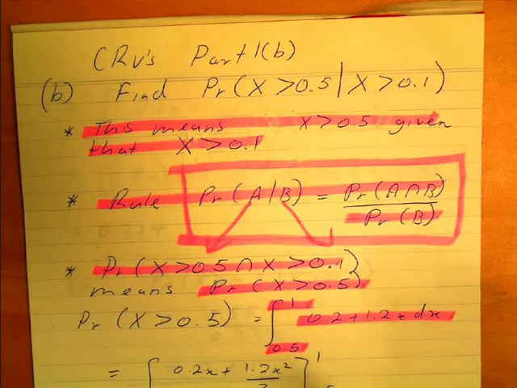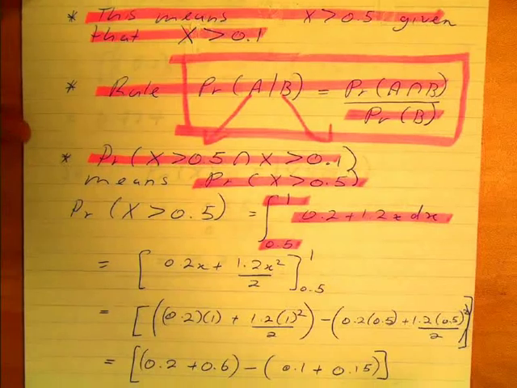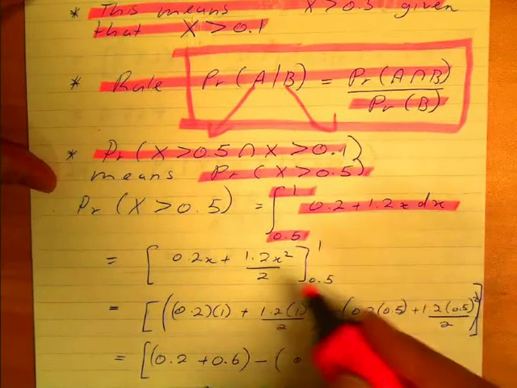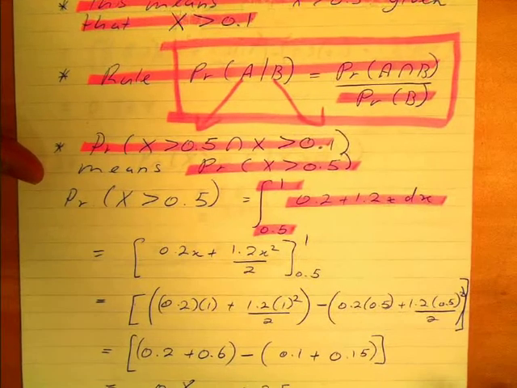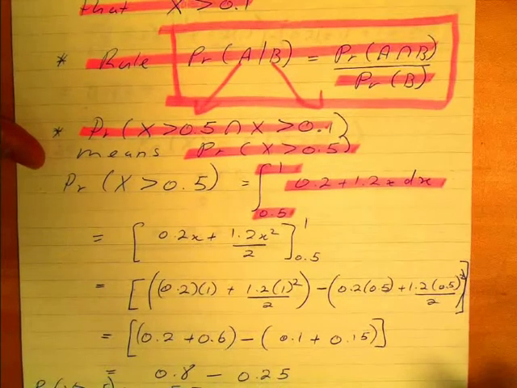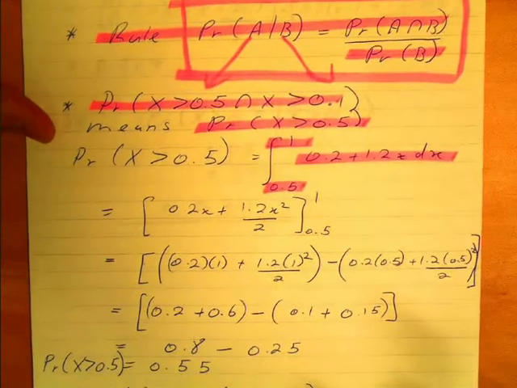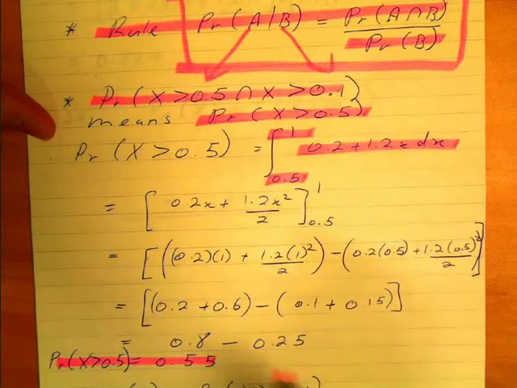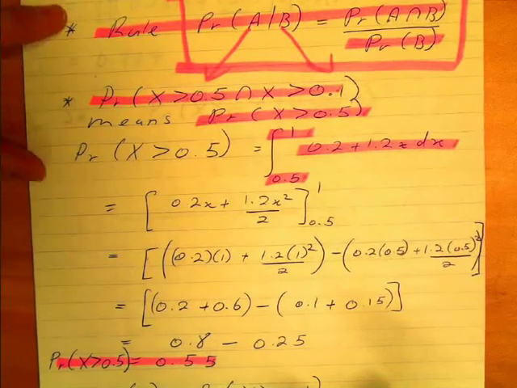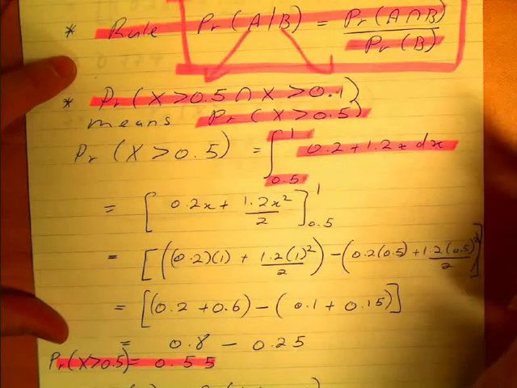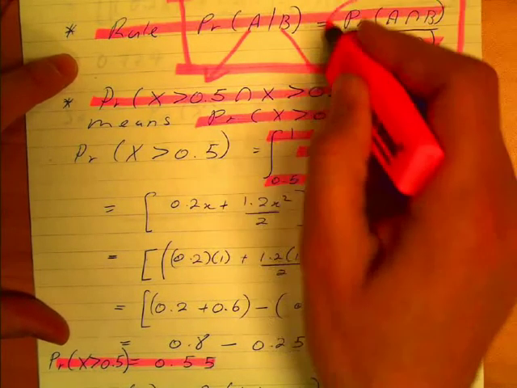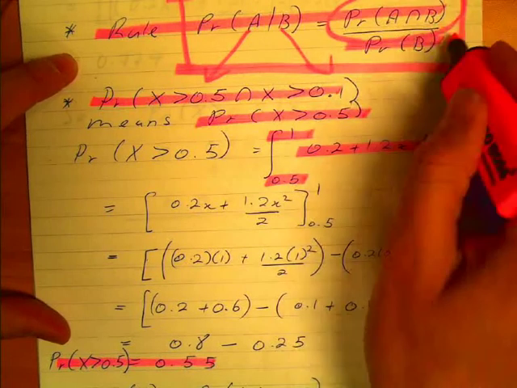0.2 is less than 0, 0.2 plus 1.2x is greater than 0. So I carry out that integration. There's some working out. You can pause and check over if you like. You should do that really, just to make sure I haven't made any mistakes. And we find that the probability of x greater than 0.5 is 0.55. So that's taking care of this bit here.